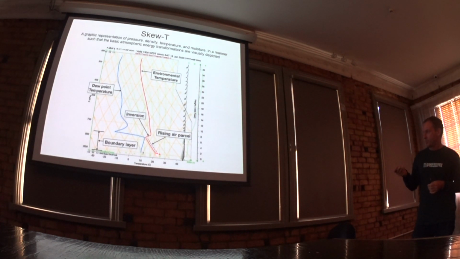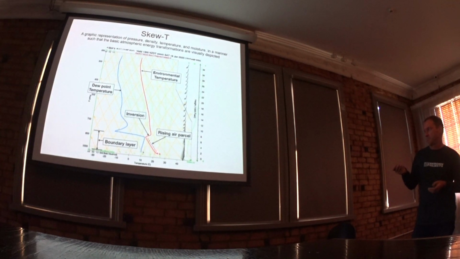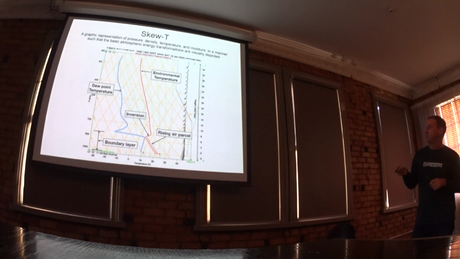And the dotted line is our rising air parcel. Sometimes that's called parcel lapse rate, sometimes it's called an instability line. But this is our bubble of air that's warmed up on the ground and it's rising. So those three things, if you take those away, all of the other lines on here are just reference lines.